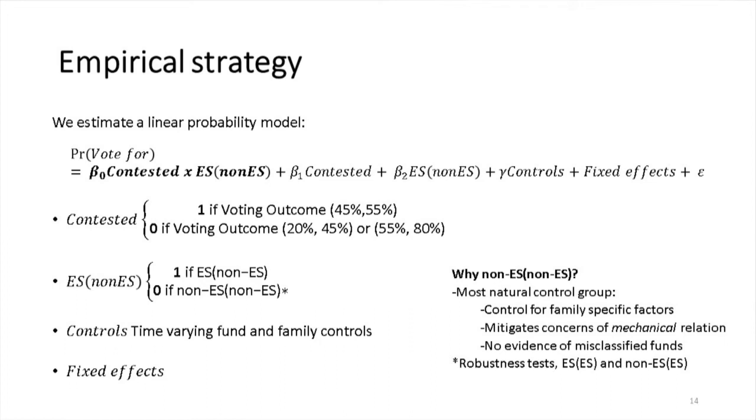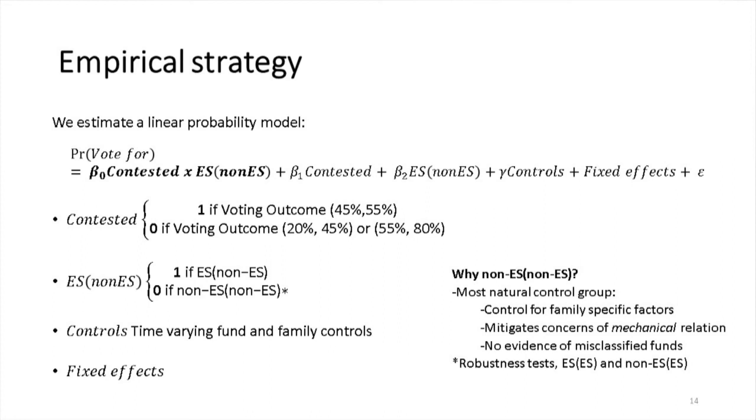Now, ES non-ES is equal to 1 if it is an ES fund from a non-ES family, and 0 if it is a non-ES fund from a non-ES family. Why do we choose this control group, given that we have 3 other categories? First of all, because we think it is the more natural control group. For instance, using non-ES funds from non-ES families, we can control for family-specific factors and the fact that in some cases the decision may be driven by the family. We mitigate concerns about the mechanical relationship, so if we compare ES families and non-ES families, the result may be driven by the family affiliation rather than the fund. And because we don't find misclassified funds in non-ES families. But in any case, I will show you that the results hold if we use either of the other 2 control groups.